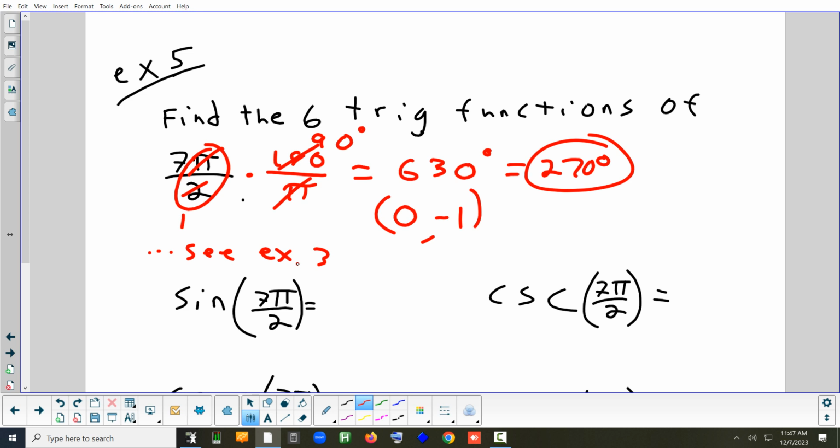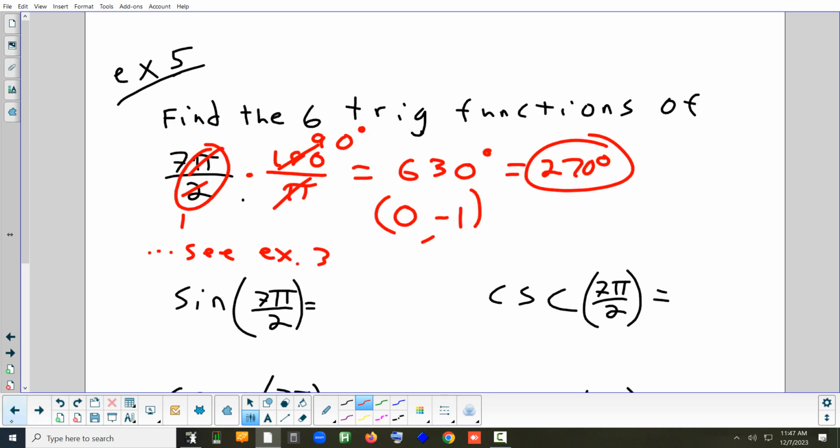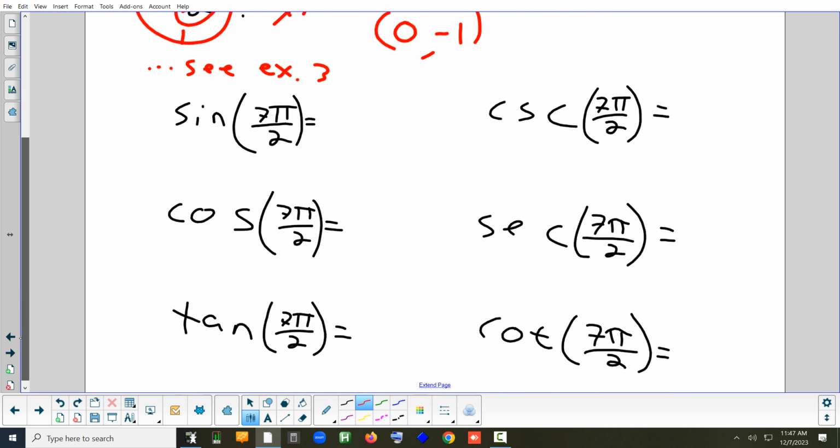The other thing I may ask you on the test is, let's say I gave you one like this. I'll say, give me the coordinate for -90, which the calculator won't give you. So I'll say, what's the location of -90? And then I'll say, give me one of these 6. Same thing in radians. If I give you one like, find the 6 trig functions of 7 pi over 2, first thing I'm going to say is, what's the location of 7 pi over 2? You're going to have to tell me that as a coordinate. And then I'm going to ask you for one of these 6.